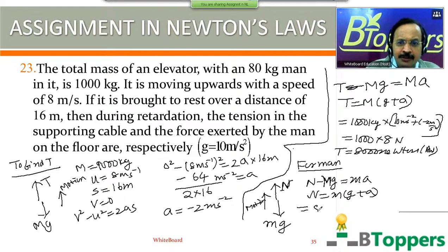The mass of the man is given as 80 kg. g is 10 meters per second squared. a is minus 2 meters per second squared. So that will be 640 Newton. So that is the answer for the second part of the question. That is, the magnitude of the normal reaction force on the man by the floor of the lift is 640 Newton.